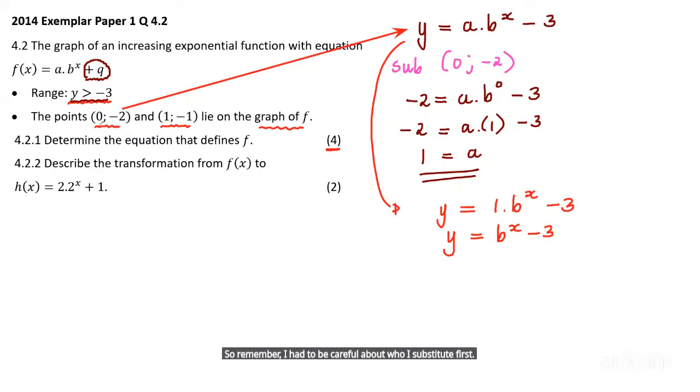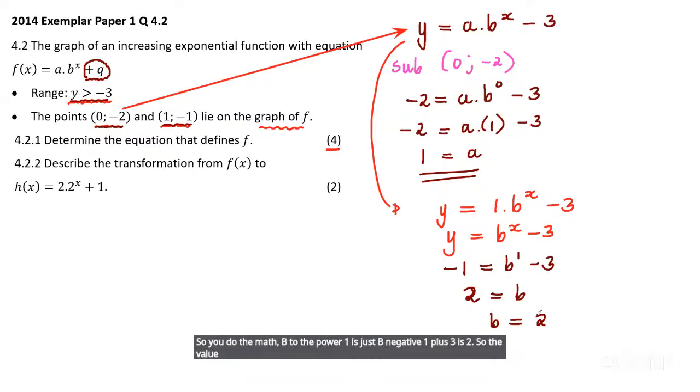I needed to substitute where x is 0 for the purposes of eliminating the unknown. All right, so remember that. The next one says 1 and negative 1. So the value of x is 1, y is negative 1. So I'm looking for the value of b, x is 1. You do the maths: b to the power 1 is just b, negative 1 plus 3 is 2. So the value of b is 2.